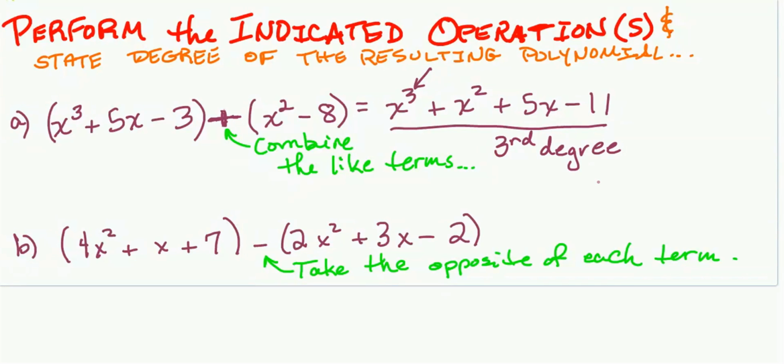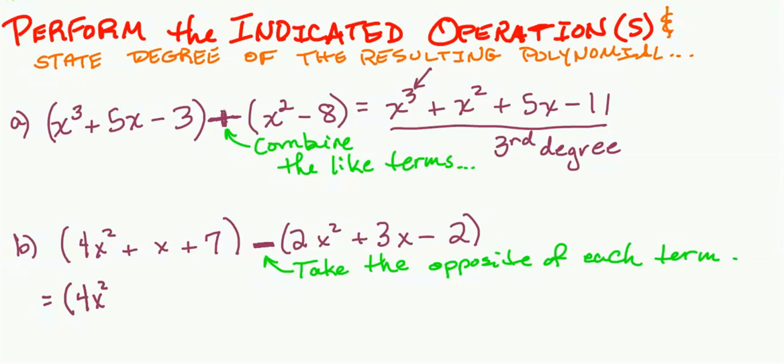Okay, now let's look at part B. Notice B begins with the indicated operation of subtraction. When you have subtraction between two polynomials, what you start by doing is taking the opposite of each term of the polynomial that's being subtracted. In the parentheses we have a positive 2x squared, so we're going to bring down this 4x squared plus x plus 7, the first polynomial.